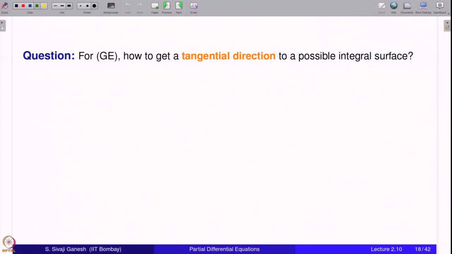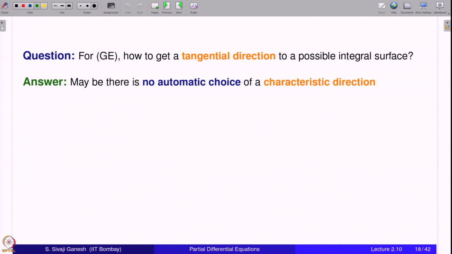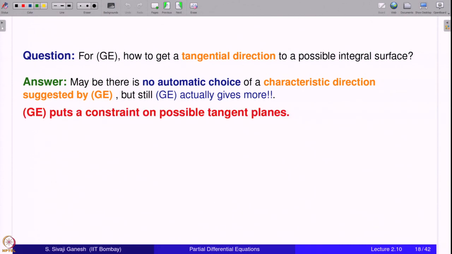Now, how to get a tangential direction to a possible integral surface? Maybe there is no automatic choice, very visible choice from the equation for a characteristic direction, but still it gives something more actually. It does not give one direction in the tangent plane, maybe it gives the entire tangent plane, that is a possible tangent plane, we will see that. So, GE puts a constraint on possible tangent planes, that is all it says.